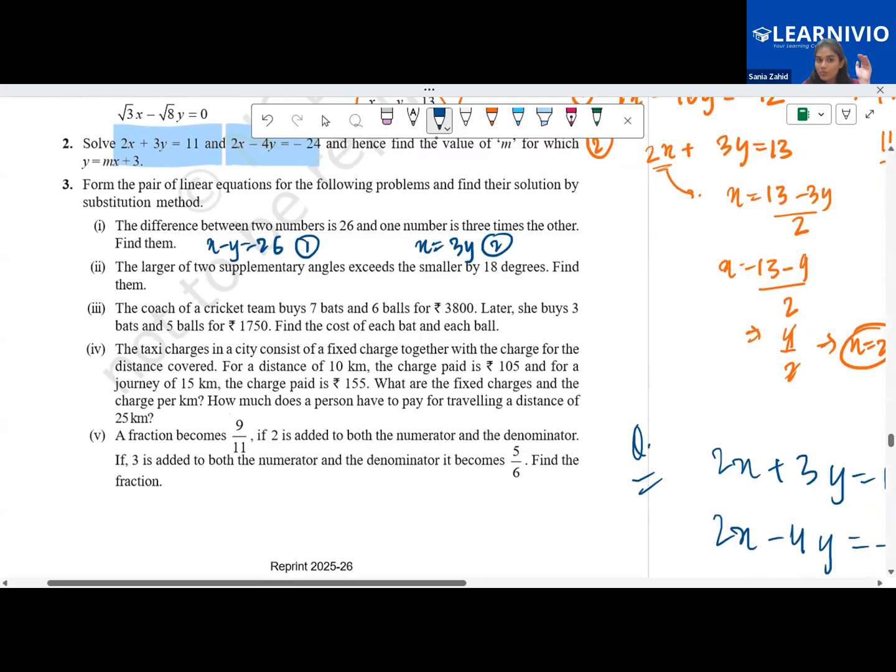Will it be okay if I form the equations and you solve the values for x and y as your homework? Okay. So now come to the second one. Of two supplementary angles, the larger exceeds the smaller by 80 degrees.